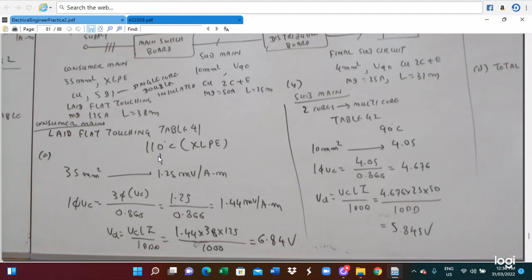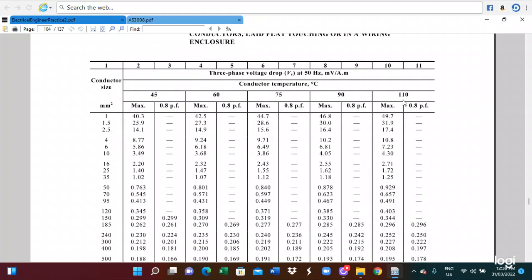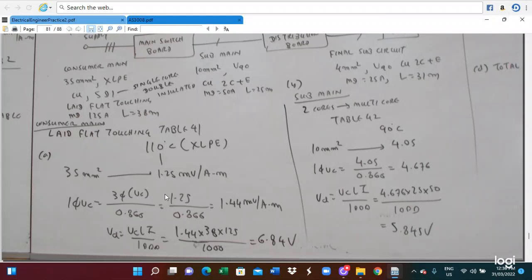HLPE is 110 degrees centigrade. So we use the HLPE table. So table 41, we look at table 41 here. HLPE is 110 degrees centigrade. And also from this table, you can see the cross-sectional area of cable, and this is the temperature. So we have to select from this column the appropriate cross-sectional area, and then we have to select the VC value. What you get is 35 millimeter square, 110 degrees centigrade.